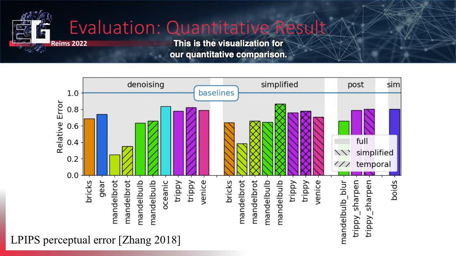This is the visualization for our quantitative comparison. The bars show relative LPIPS perceptual error compared to the RGBX baseline, which is indicated as the blue line above all bars. It is quite straightforward to see that all of our experiments have smaller error than the baseline.